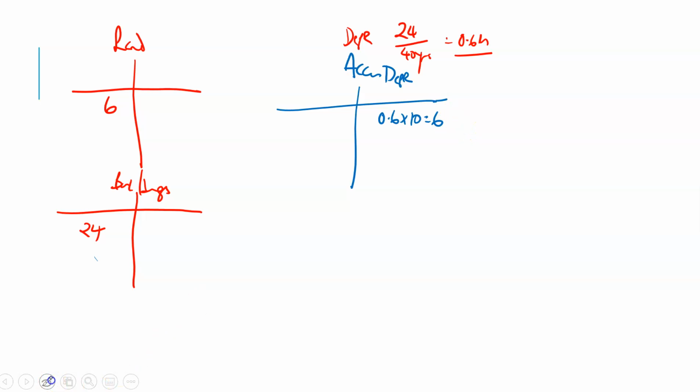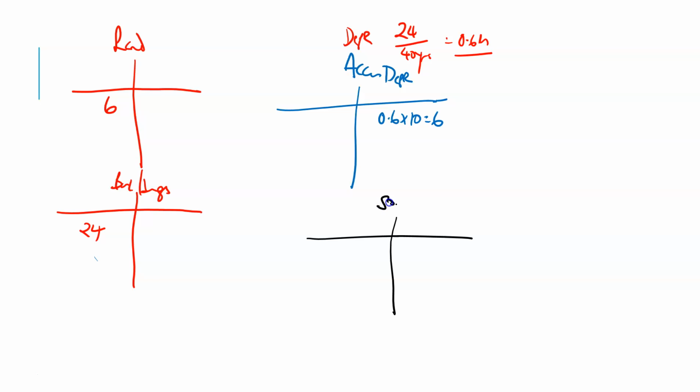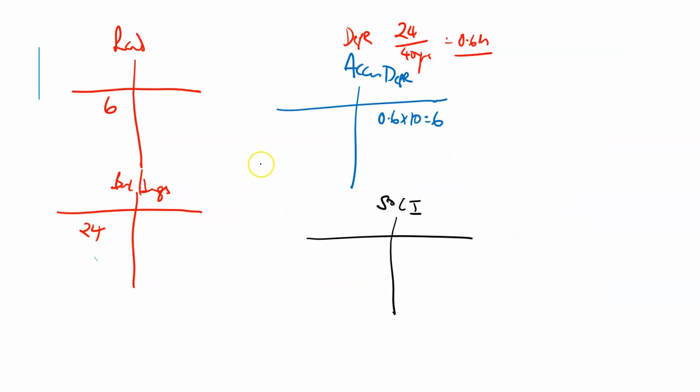I'll just change my pen color again. Then they now tell us that a number of things have happened, that you have now revalued this thing. And it says that you have revalued it, and I'm just going to call this the statement of other comprehensive income for now, because that's where that revaluation will go first before it transfers to the revaluation reserve. And so it says here that you have revalued the land to 15. Well, the whole thing, you've revalued the whole thing to 60. And you say 15 is for land, that means that 45 is for buildings. So that's your new level, right?